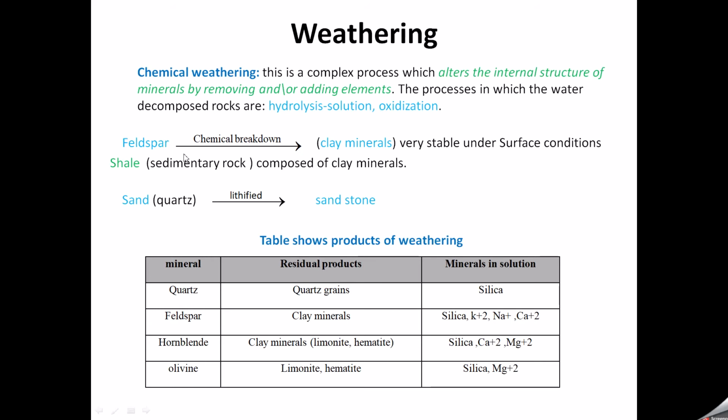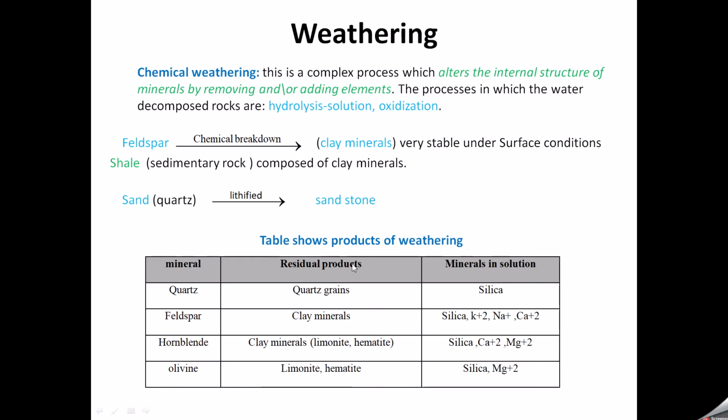For example, feldspar, if it's exposed to chemical weathering, will transform into clay minerals. And clay mineral is very stable under surface conditions; shale, a sedimentary rock, is made of clay minerals, for example. Sand, quartz, can be the opposite, lithified to sandstone.